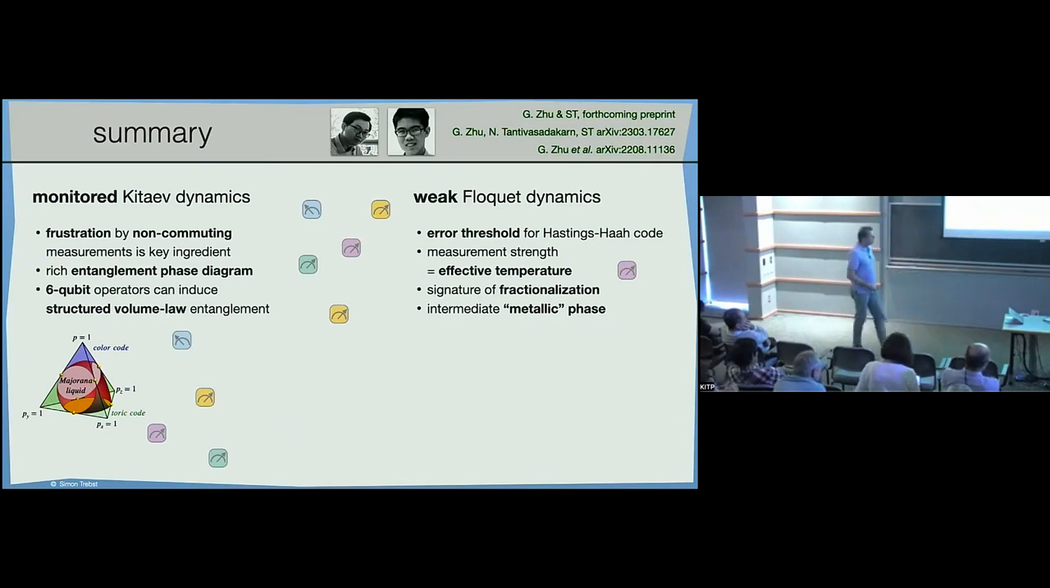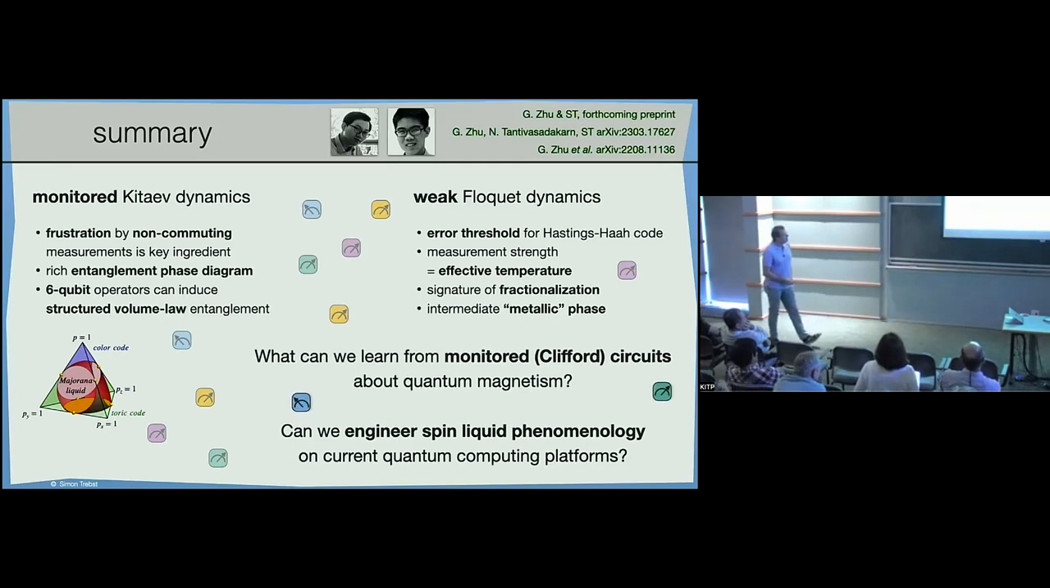And I want to close with two more general questions. One is what is it that we can really learn from these monitored Clifford circuits that are so accessible to our numerics about the magnetic problem, so the Hamiltonian problem, and can we engineer the spin liquid physics that I just showed you in one of the current platforms and actually have them come to life in experiment. Okay, thank you.